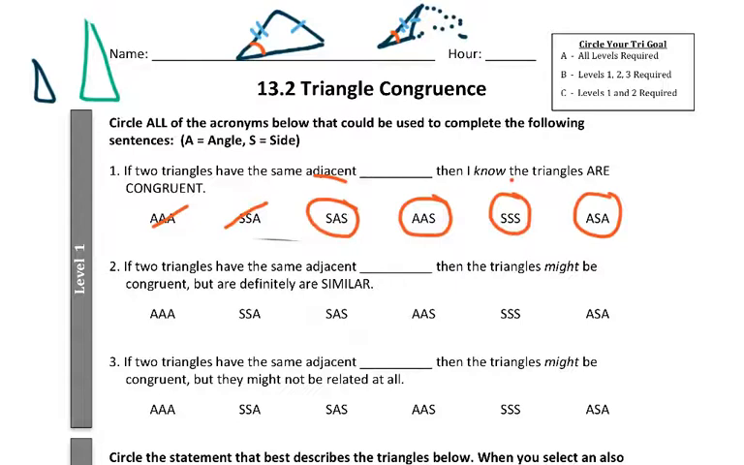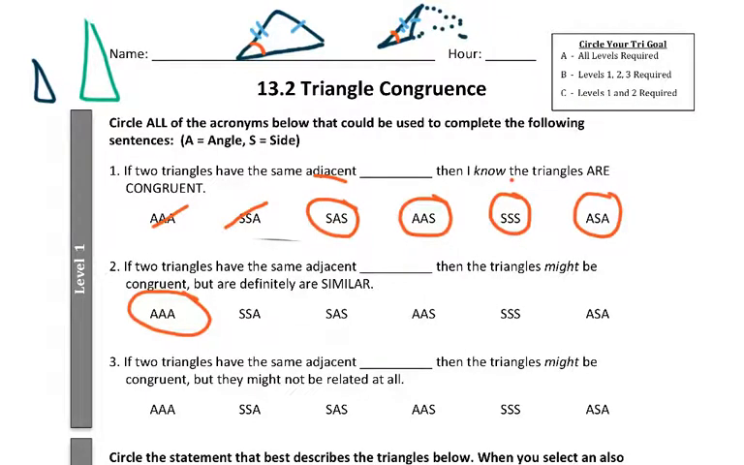If two triangles have the same adjacent blank, then the triangles might be congruent, but are definitely similar. Well, it seems like this is what we were talking about over here with angle, angle, angle. If I know that two triangles have all the same angles, then they're similar. They might end up being congruent, but definitely we know they're similar.